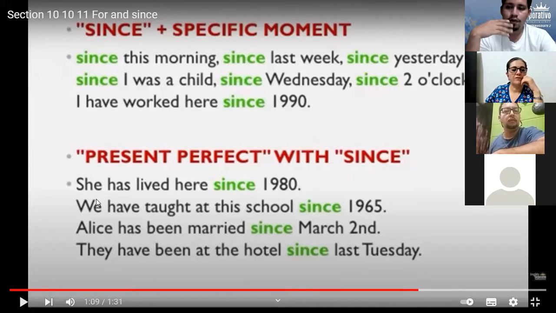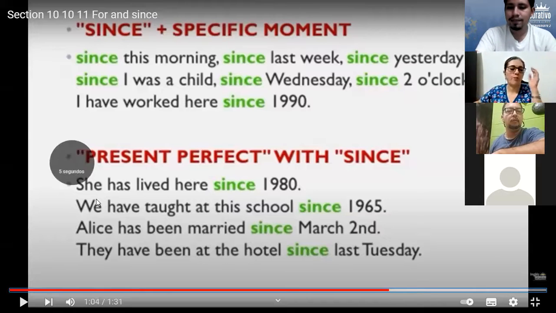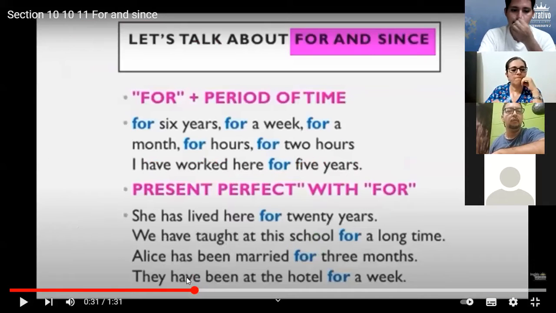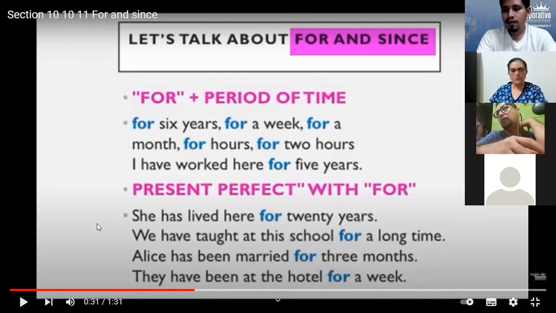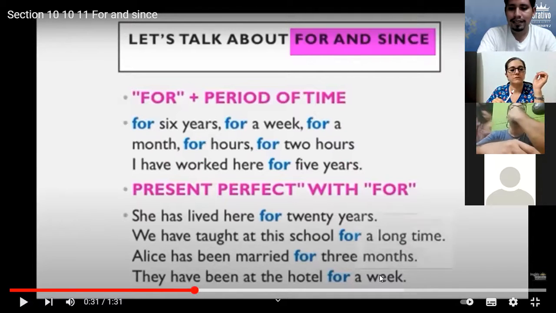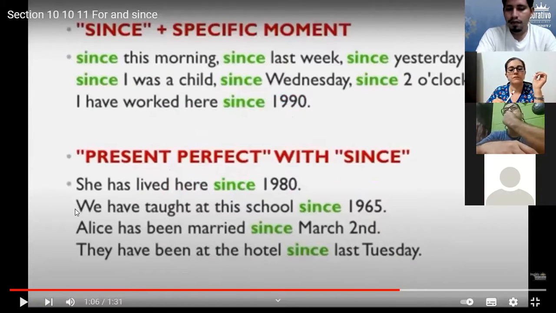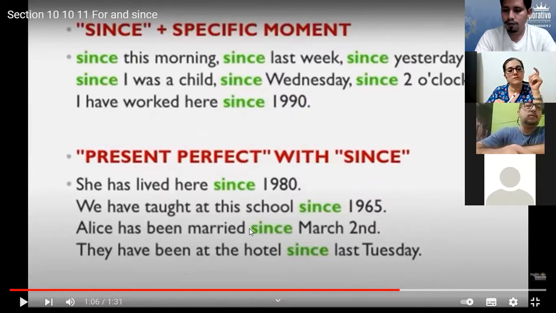We have 41, exactly. So if we're going to rewrite the previous sentence, in this sentence we are going to say, she has been living here for 41 years. That's just an update to this sentence. The other example that we have here says, we have taught at this school since 1961. If we notice, that's a lot of time, from 1961 to 2021.